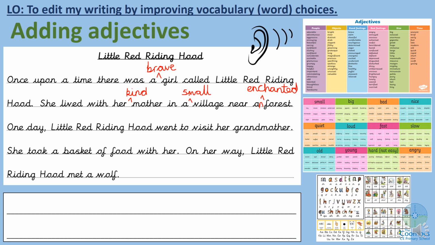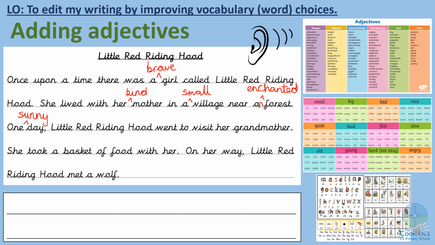One day, I could describe the day. Was it a stormy day? Was it a windy day? Was it a nice day? I'm going to say it was one sunny day. One sunny day, Little Red Riding Hood went to visit her grandmother.